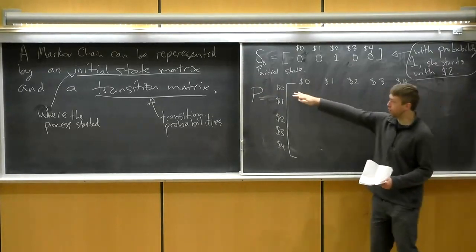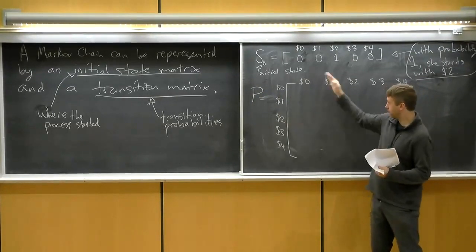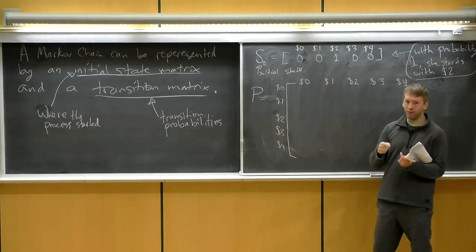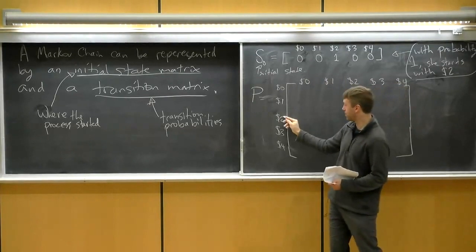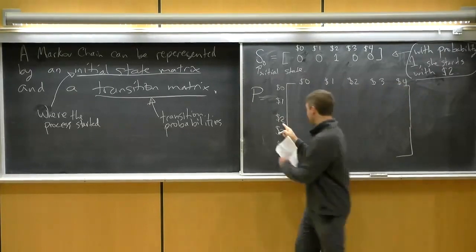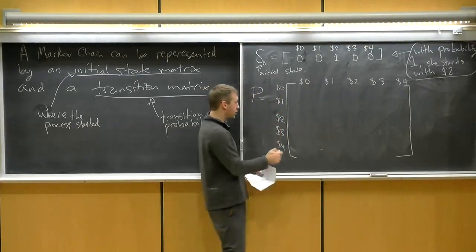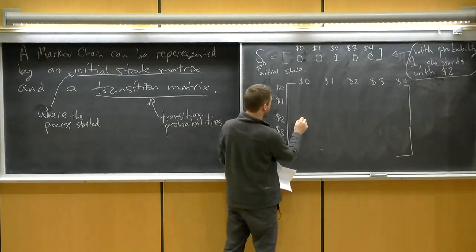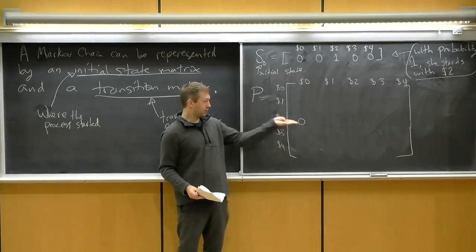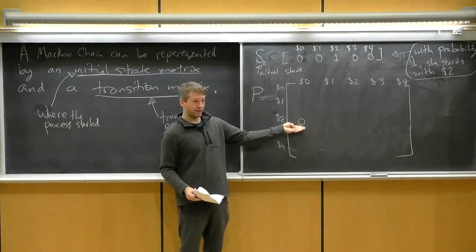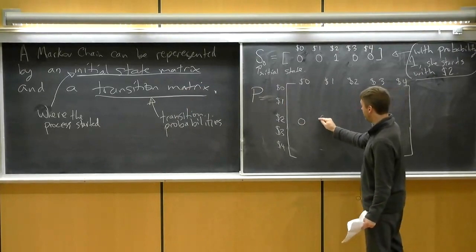And then in each entry, we write the probability of going from the state on that row to the state on that given column. So let's look at this row first. From $2, there's no way to go to $0, so I'm going to put a 0 here. The probability of going from $2 to $0 is 0. The probability of going from $2 to $1 is 0.55.